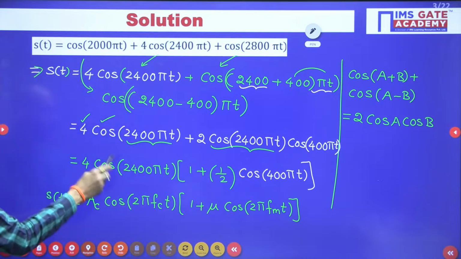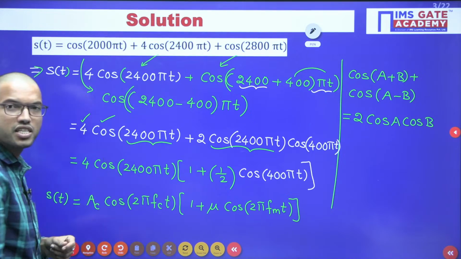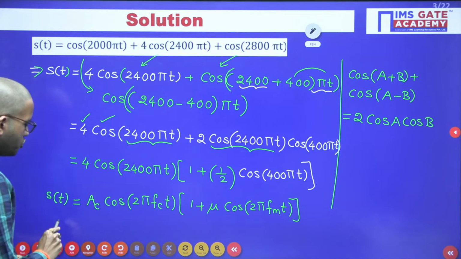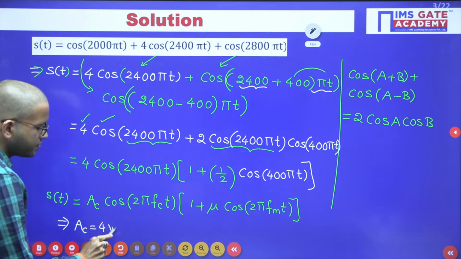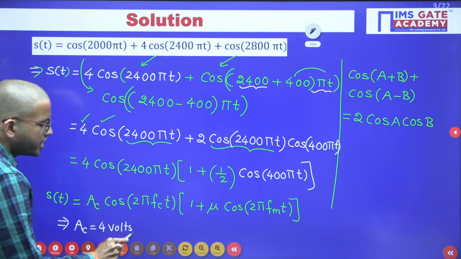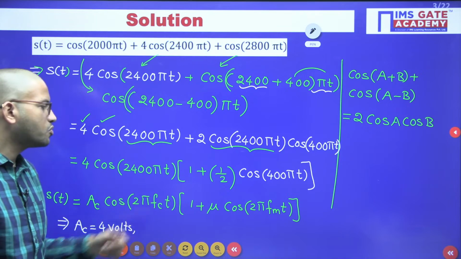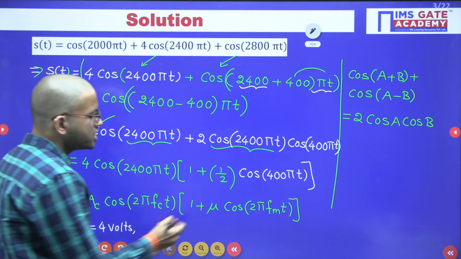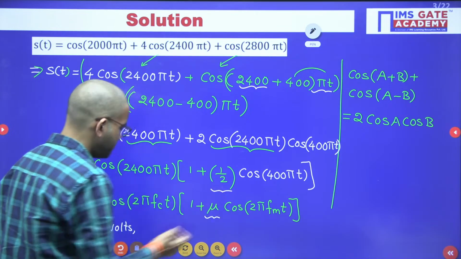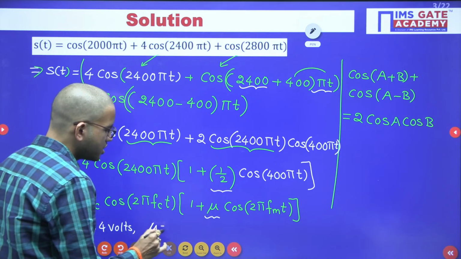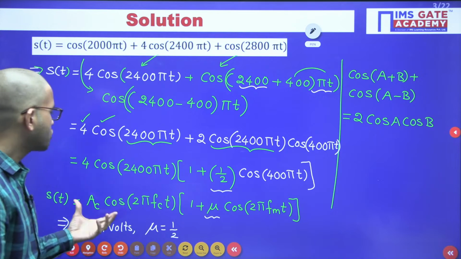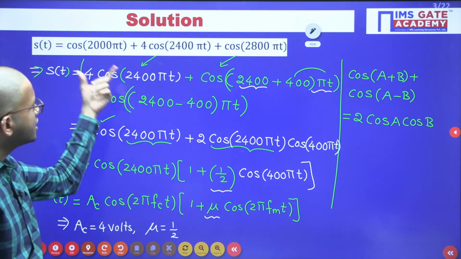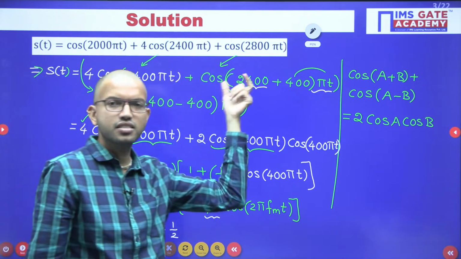So when you compare these two equations, Ac value you are going to get 4 volts. Ac you are getting 4 volts. And what about the modulation index? Modulation index is nothing but 1 by 2, which is nothing but 0.5. Right. So up to here we got whatever the given equation is there regarding AM.